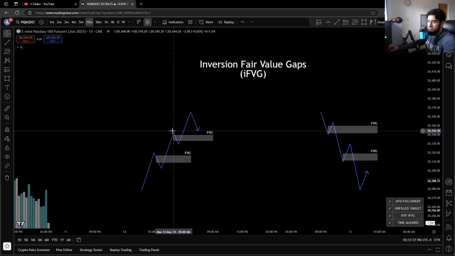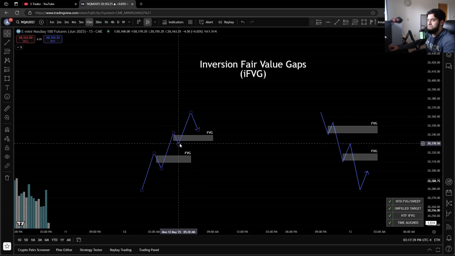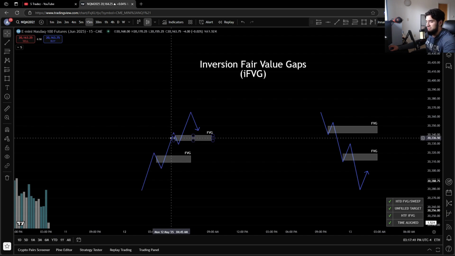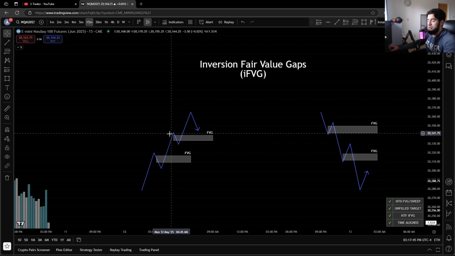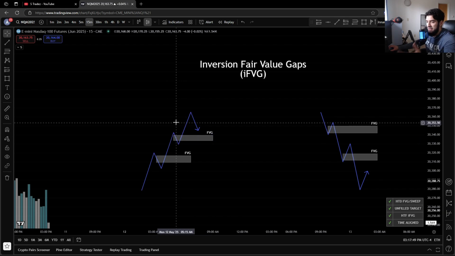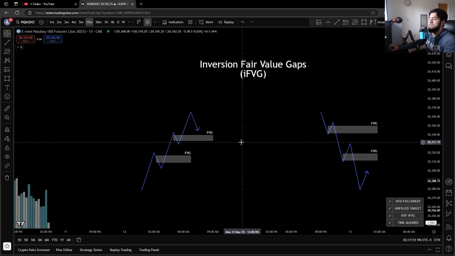Same thing in this case. We make another higher low, we make another little bearish, let's say 3-minute, fair value gap. And then boom, price comes up higher, closing above that bearish fair value gap, making it an inversion fair value gap, right? So it's respecting and disrespecting fair value gaps, which is a very important concept.